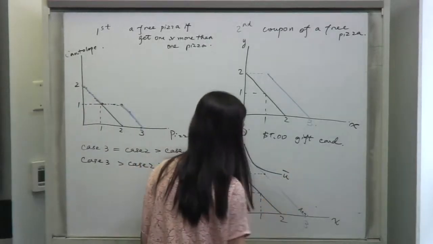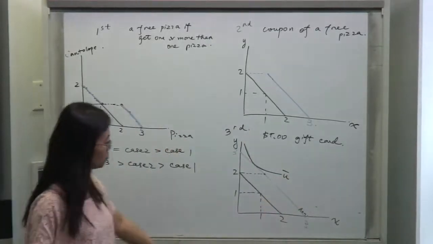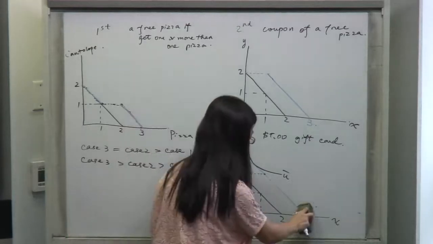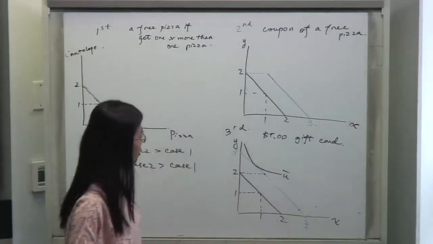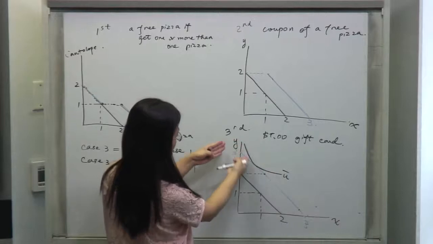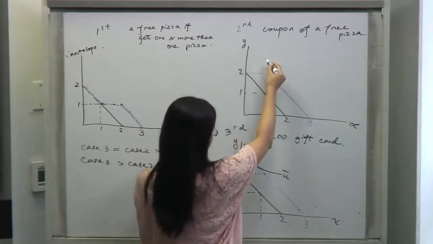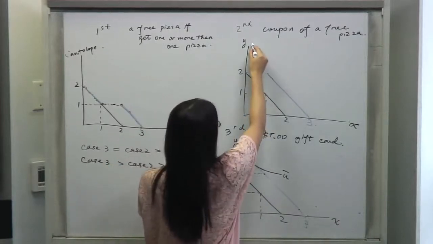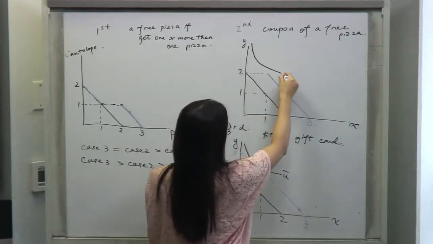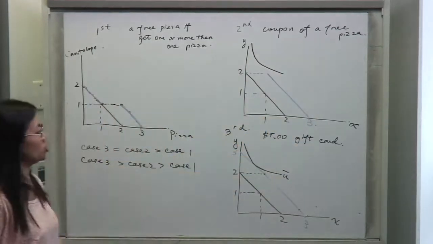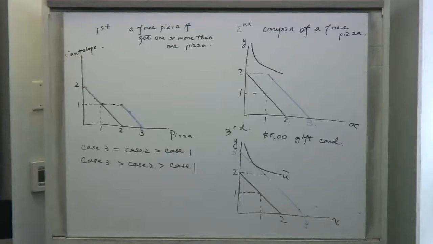This utility level you had by using a $5 gift card. But if we copy the same indifference curve, this indifference curve will be right here, and that cannot be reached by the second budget constraint, and also cannot be reached by the first budget constraint. So I want you to think about what kind of individual this one is.